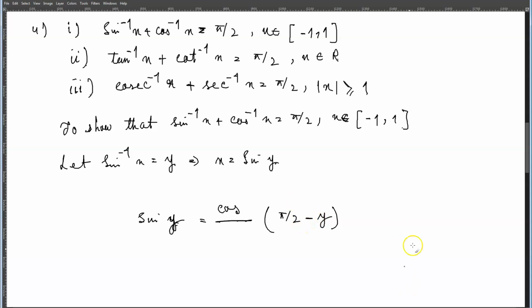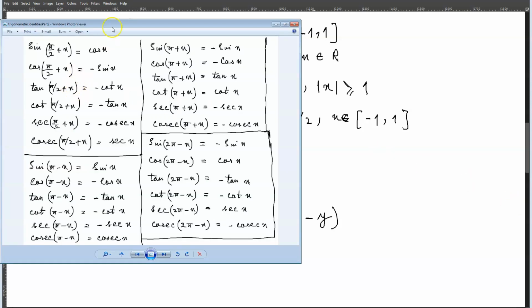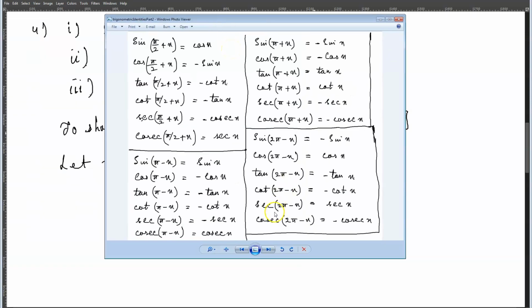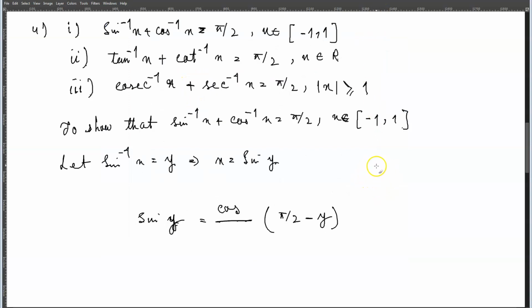Let me take a look at the formulas here. We actually didn't have this in the formulas before. Let me take a look at the formulas that we had before. We had the trigonometric identities part 2, which was this table over here. So we didn't have pi by 2 minus x, so we have to derive all of that. So let's derive those formulas because we are going to need them.